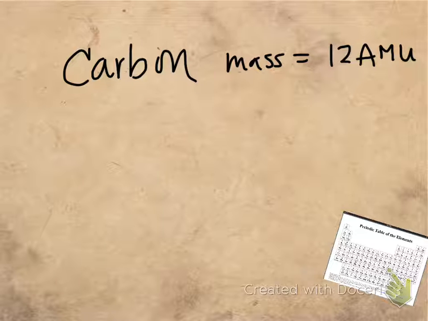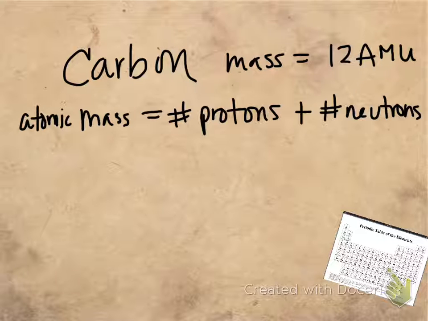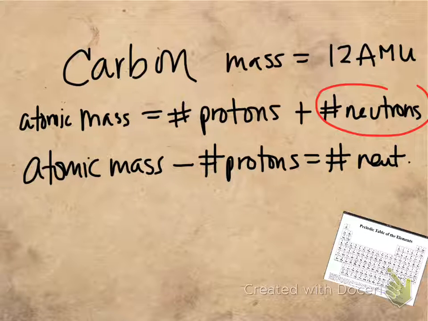First, we have to know a few things. The mass of any atom is equal to the number of protons found in the atom plus the number of neutrons found in the atom. So, let's rearrange this, because what we want to do is solve for number of neutrons, and this is really just a very simple algebra problem. Therefore, atomic mass minus number of protons will give us the number of neutrons.